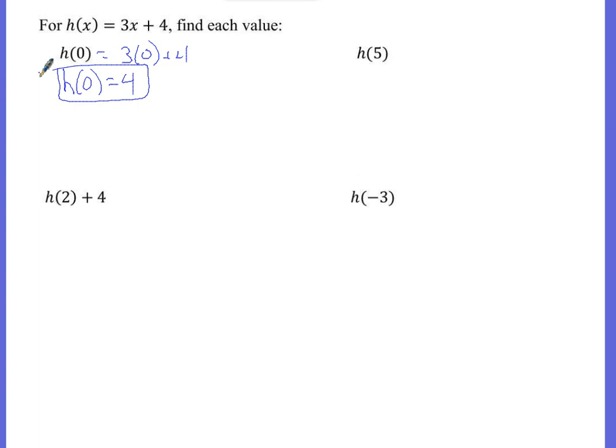How about h of 5? What am I going to write? 3 parentheses 5 plus 4. So h of 5 is 15 plus 4, which is 19. Let's do this one here, h of negative 3 first, and then we'll tackle the third one. So what am I going to write?